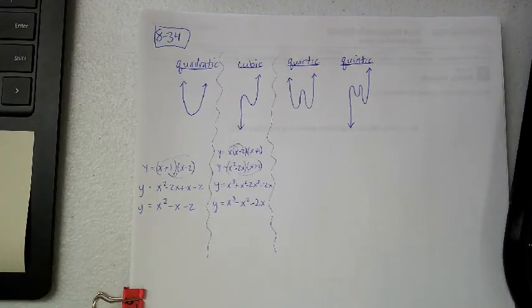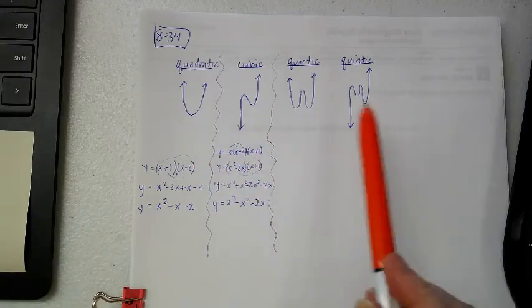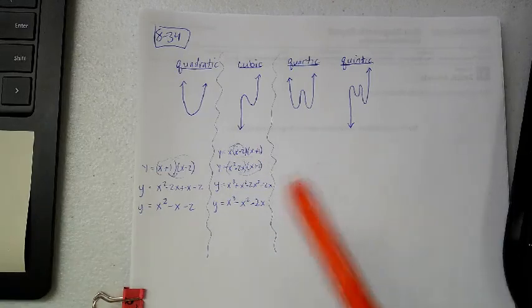Here's Integrated 3, problem 8-34. It's asking about the degree of some polynomials, and it's going to show some graphs. I want to be clear about how you can tell the degree of a polynomial by just looking at its graph.